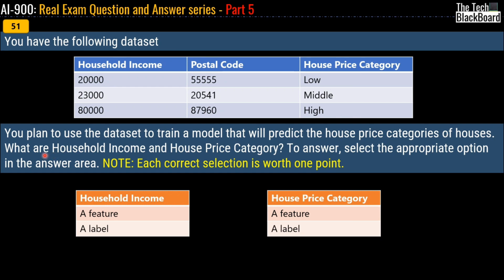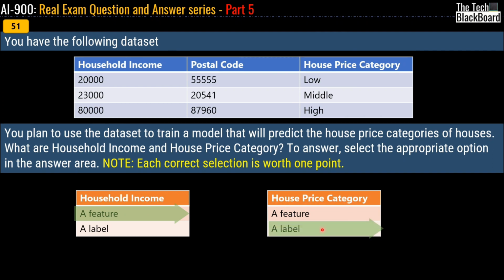The prediction that our model needs to do is house price categories. Moving on, the question asks what are household income and household price category? To answer, select the appropriate option in the answer area. Each correct selection is worth 1 point. So here you can see the question is asking whether the household income is a feature or a label. Similarly, whether the house price category is a feature or a label. Now let me show you the answer and then I will give you a detailed explanation for this. So the correct category of household income is feature. So household income is a feature. On the other hand, house price category is a label.